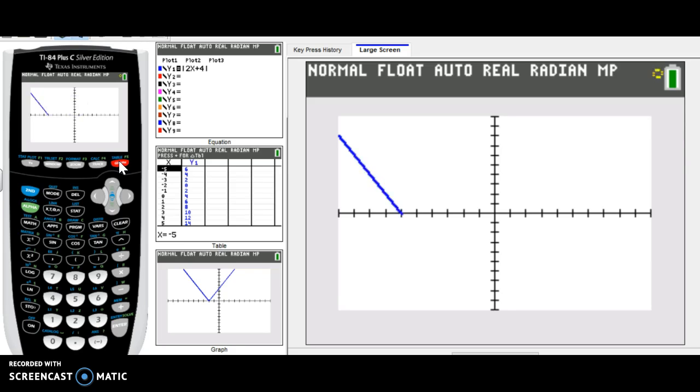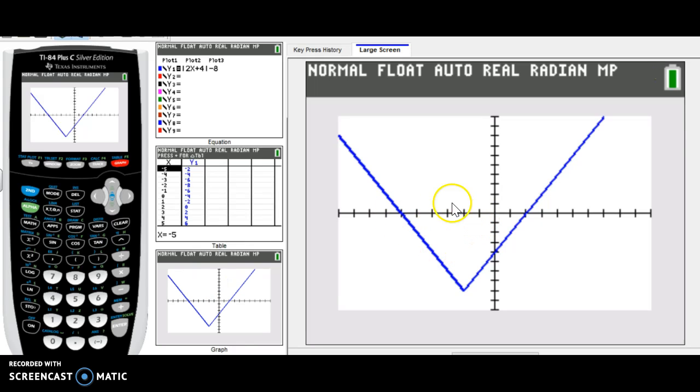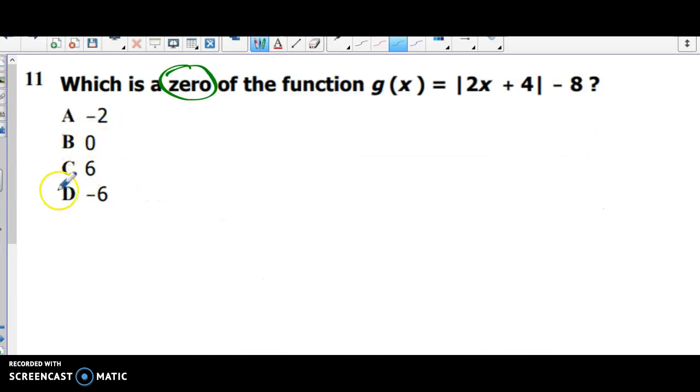Remember, absolute values are a V shape, and we want to know the solutions where it crosses 1, 2, 3, 4, 5. This would be negative 6 and a positive 2. So if we're looking for a negative 6 and a positive 2, the only one on there is negative 6.